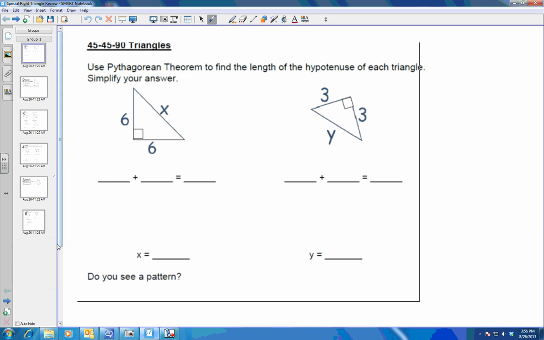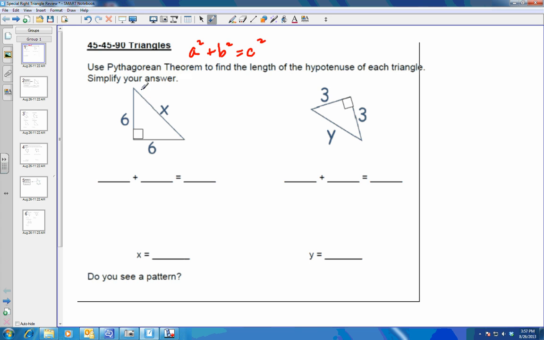Okay, we are going to review our special right triangles that you learned back in geometry. And if you remember, our special right triangles are the 45-45-90 triangle and the 30-60-90 triangle. So just as a review, first of all, we're going to use the Pythagorean theorem. Remember that the Pythagorean theorem is a squared plus b squared equals c squared. And we're going to use that to find the length of the hypotenuse of each triangle.